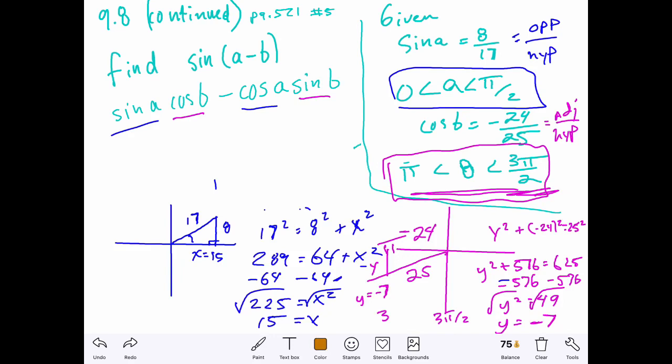So sine of A, and again, here's my A, and here's my B. Sine of A would be opposite over hypotenuse, 8/17. Cosine of B here would be adjacent over hypotenuse, negative 24/25, minus cosine of A here would then be 15 over 17. And sine of B would be negative 7 over 25.